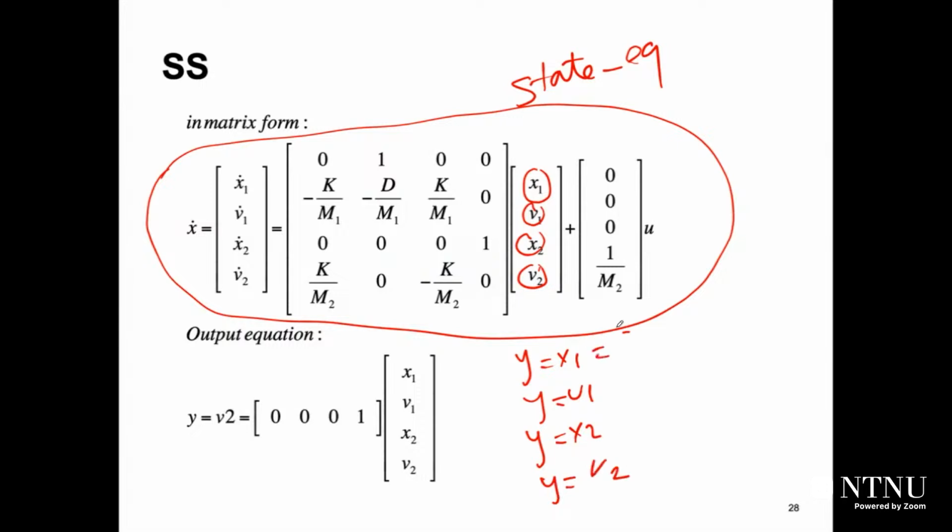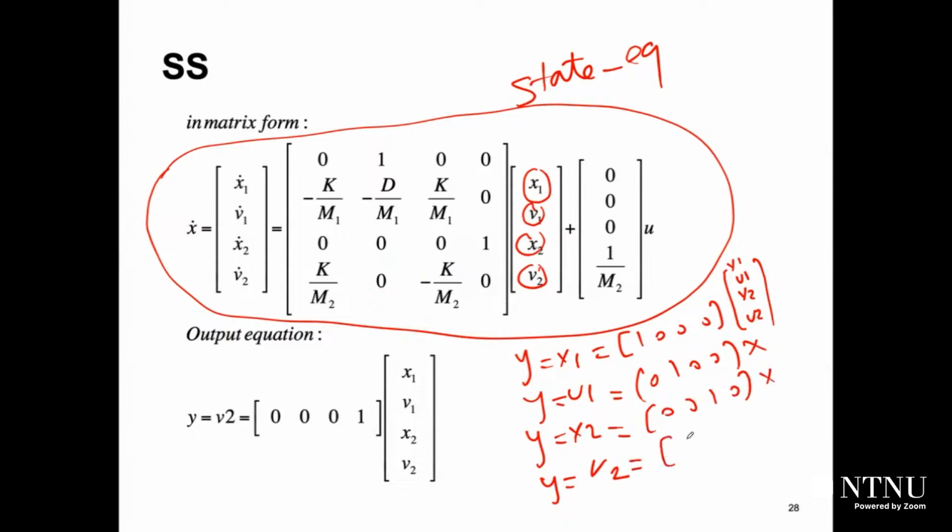If it is this one, it will be 1, 0, 0, 0, multiplied by my states x1, v1, x2, v2. If you want to control v1, this equation will be 0, 1, 0, 0, multiplied by these states. If you want to control x2, this one will be 0, 0, 1, 0, multiplied by x. If you want to control v2, it will be 0, 0, 0, 1, multiplied by x. So it's up to you, right?